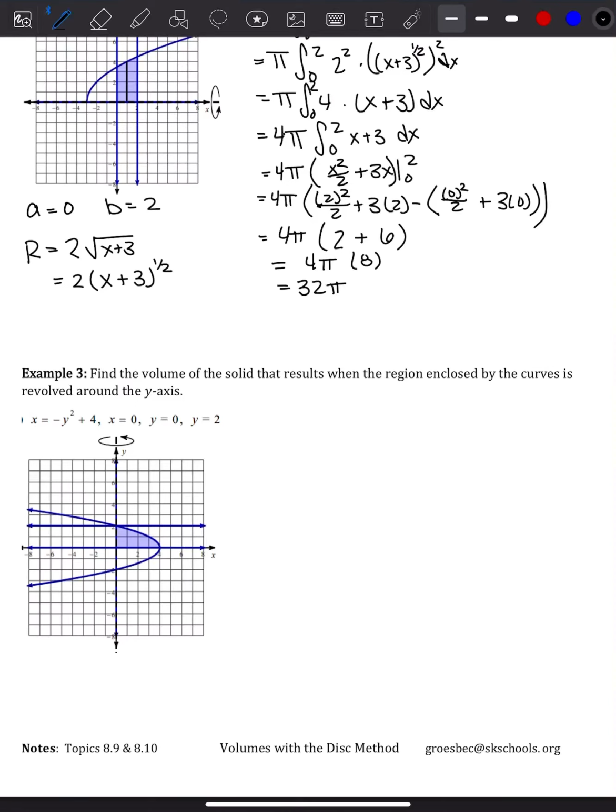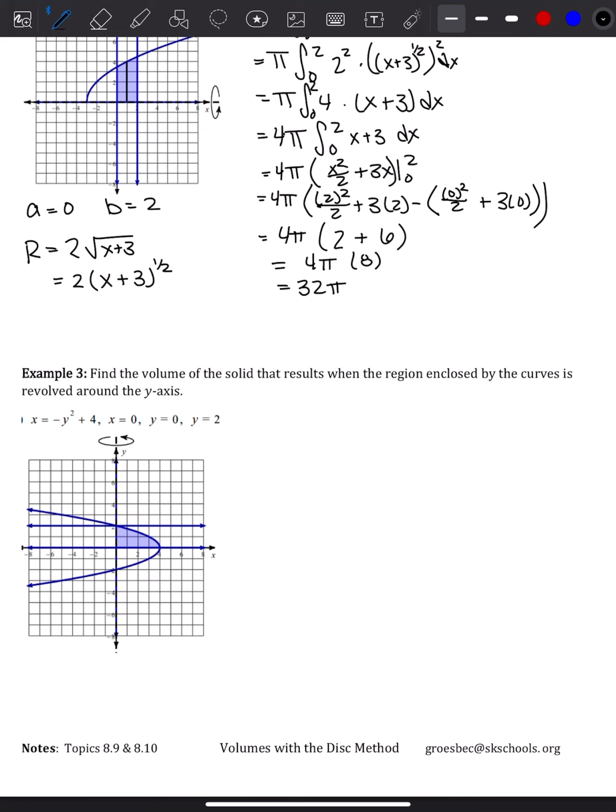Find the volume of the solid that results when the region closed by the curve is revolved around the y-axis. We have x equals negative y squared plus 4, x equals 0, y equals 0, and y equals 2. So this time we have to think about things revolving on the y-axis.